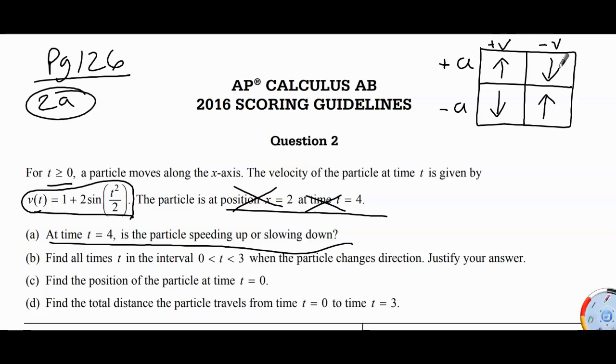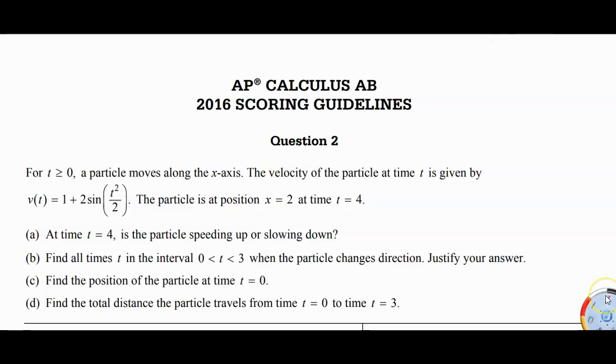So your speed would be decreasing at that point. Okay? So to answer this question, we need to look at velocity, and we also need to look at acceleration. All right? So let's go ahead and begin the process here. So first of all, we need to find the velocity at t equals 4. So using our calculator, we're going to go ahead and plug it into our function for velocity. But we also need to find the acceleration.